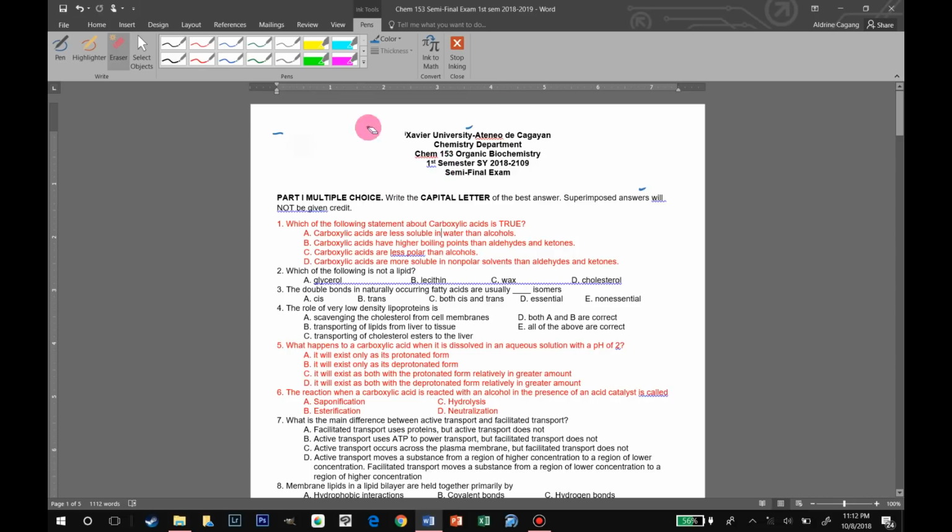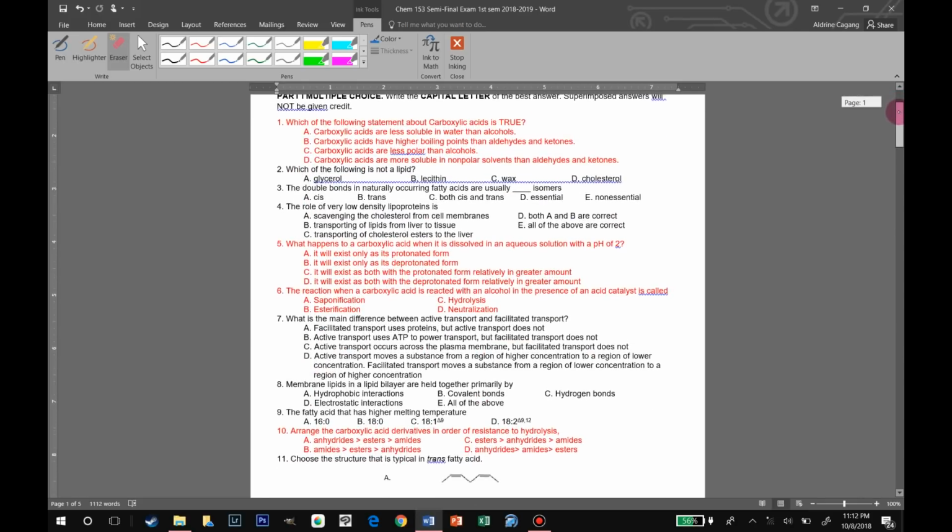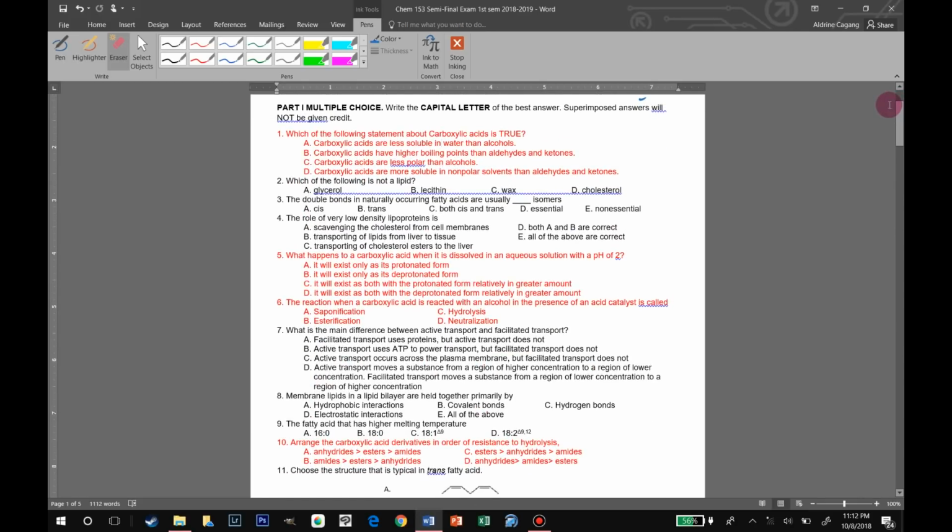Okay, let's proceed. Number 2, which of the following is not a lipid? So the answer here is wax. Wax is not, by definition, a lipid. So that's just a trivial fact. I think I've mentioned that in discussion.